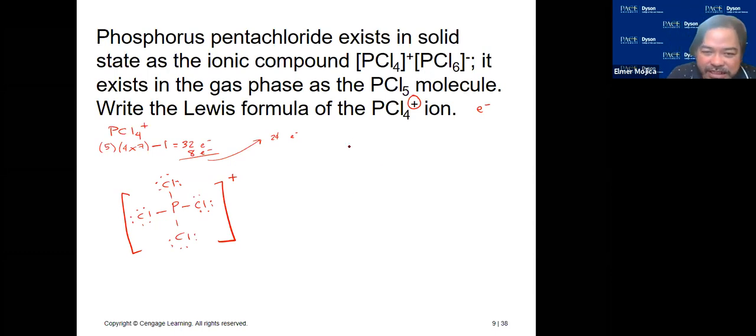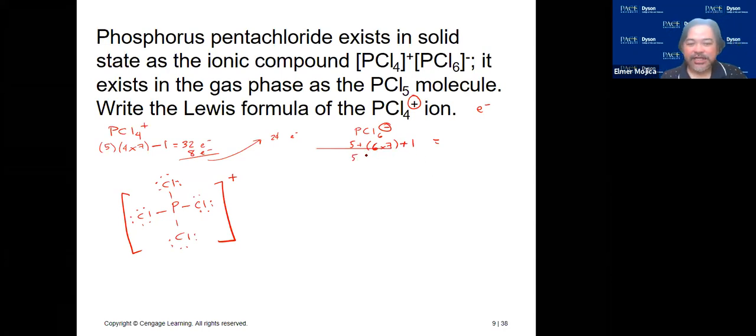Now what if we try to do the other one? PCl6-. How are we going to do it? The same thing as we have here. So 5 plus 6 times 7. Now this time, you're going to add because you have a negative charge. How many electrons do we have here? 5 plus 6 times 7, that's 42. Plus 1, so you have 48. Am I right here? Yes.